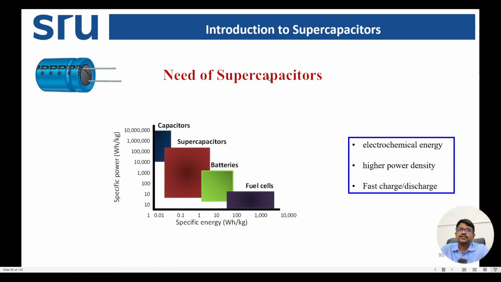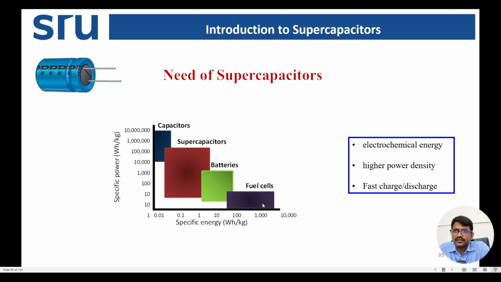So I already told you why we need supercapacitors. We already have capacitors, right? So why do we need supercapacitors? To address the limitations of capacitors, that means low energy density. Low energy density, and for energy density, we need supercapacitors. Okay, so capacitors, supercapacitors, and batteries.